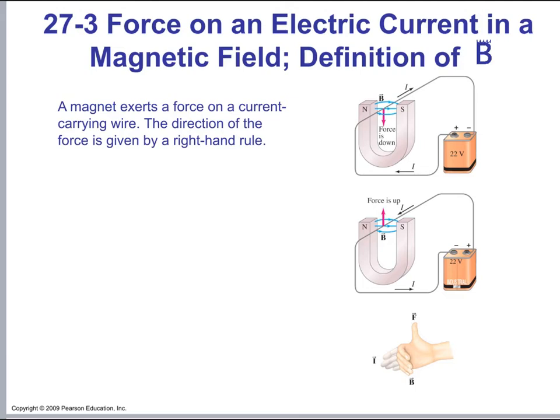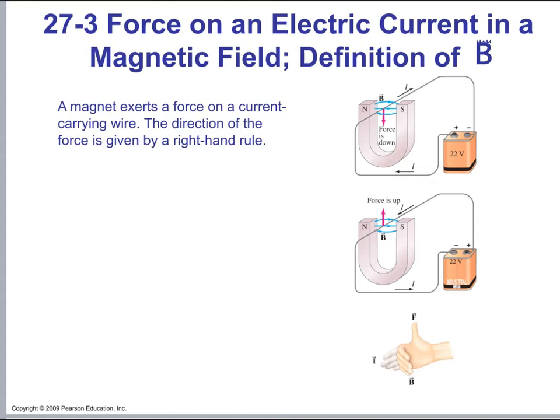Now previously, I mentioned that there are different kinds of right-hand rules for different situations, and this is another one, determining the direction of the force on a current-carrying wire in a magnetic field, which sounds like a mouthful.